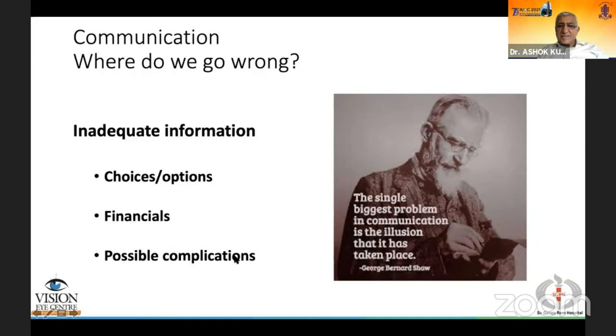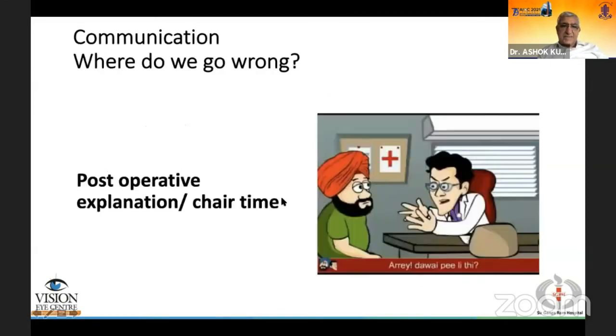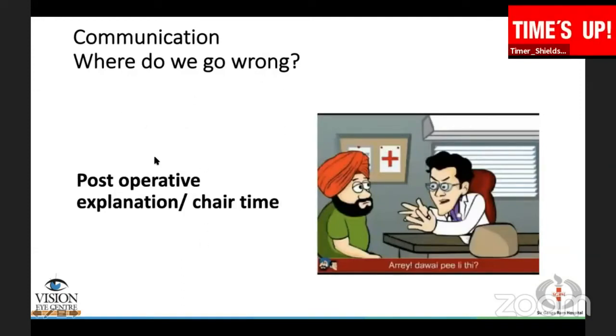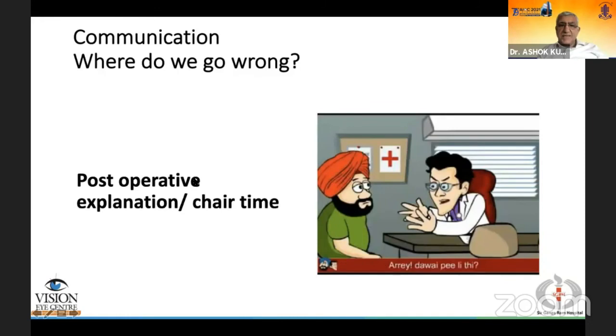Information needs to be as complete as possible, including possible complications, and just the written complications do not suffice. When anything happens, the patient would definitely say that he needs to have been explained this better. So as we say, the single biggest problem in communication is the illusion that it has taken place. Sometimes we assume that this is understood, which doesn't happen. And this is what George Bernard Shaw said. So don't ever assume that this goes without saying and that the patient does understand. We must state out all the things. And nothing helps more than post-operative explanation and chair time.